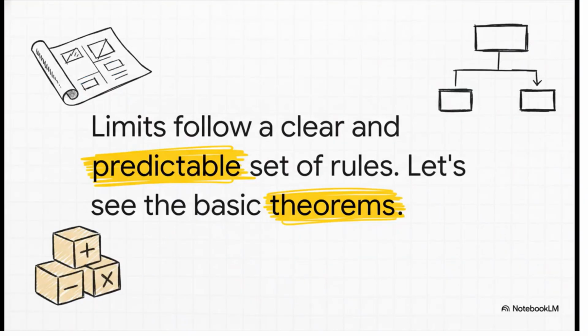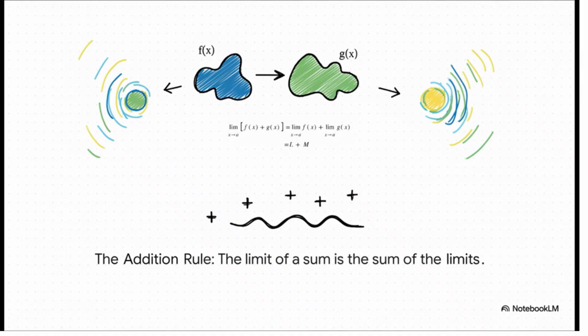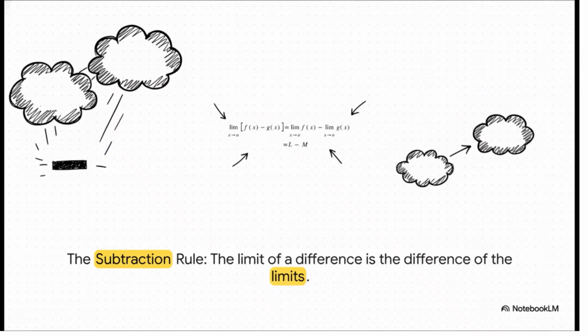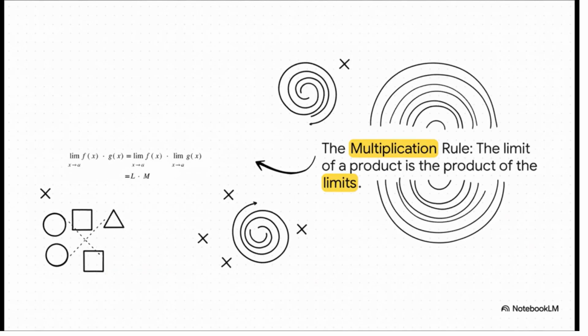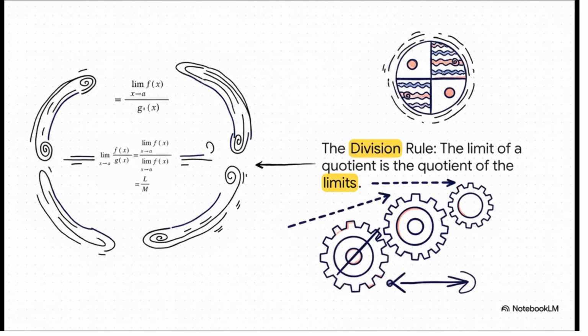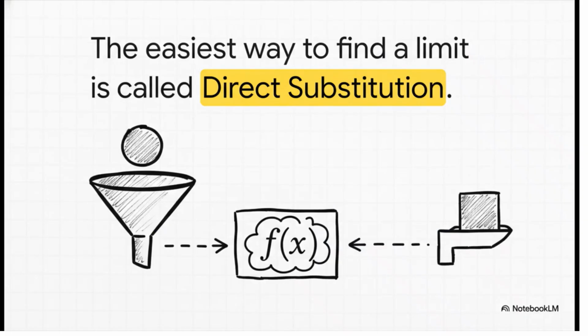The great thing is, limits aren't random. They have a logical structure, starting with some basic rules. You can add them. Simple as that. The limit of a sum is the sum of their limits. Yep, you can subtract them too. The limit of a difference is just the difference of the limits. You guessed it, you can multiply them. The limit of a product is the product of the limits. And you can divide them, just as long as that denominator isn't heading to 0. Predictable, right?